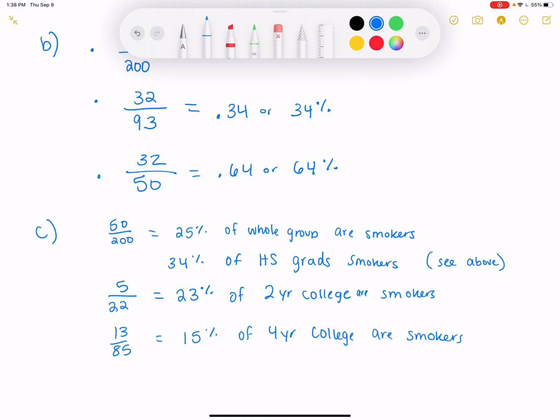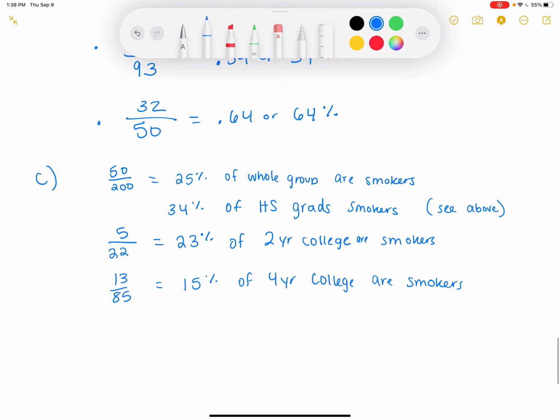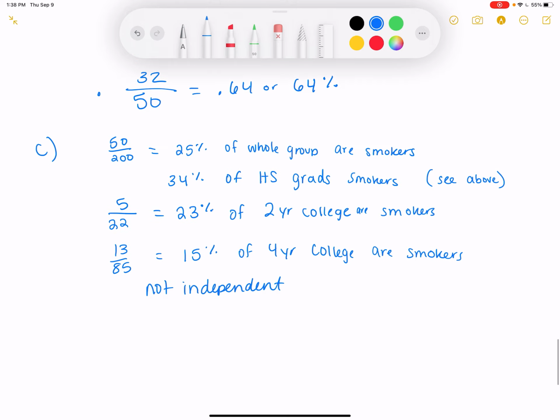So, are those numbers all the same? No. So is it independent? No, not independent. The high school grads are the ones that have the highest percent though. Those people with high school that smoke are the highest percent of people. Okay, so that is something that we are going to mention.